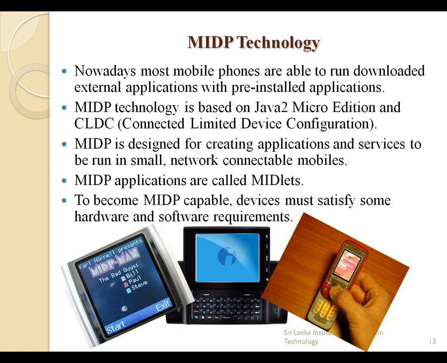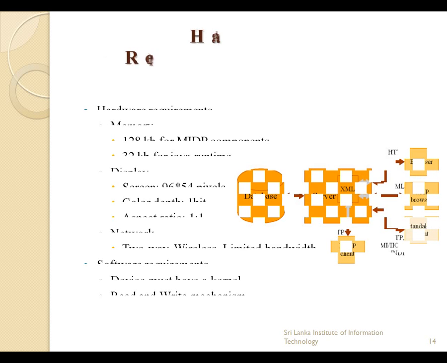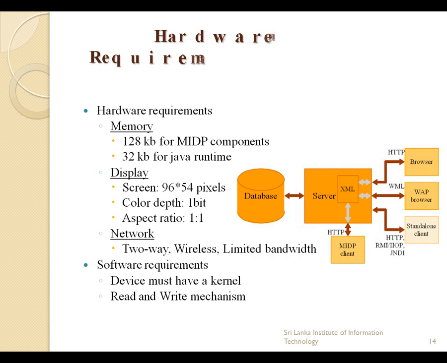MIDP is designed for creating applications and services to be run in small network connectable handheld devices like mobile phones. MIDP applications are called MIDlets, that is midlets. MIDP compatible devices must satisfy some hardware and software requirements. These requirements make it possible to use a common MIDP API on all devices. The device itself can be a mobile phone, PDA, or any other handheld device. Let's talk about the hardware and software requirements for MIDP technology.